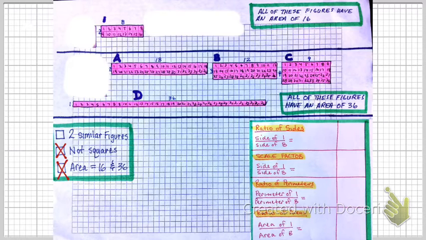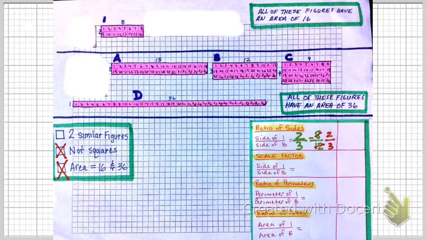So rectangle 1 has a height that is 2, and rectangle B has a height that is 3. So for every 2 squares of side length in rectangle 1, there's 3 squares of side length in rectangle B. Now let's try the widths. The width of number 1 is 8, and the width of B is 12. And if we reduce that fraction by dividing the top by 4 and the bottom by 4, the ratio of the widths is also 2/3.